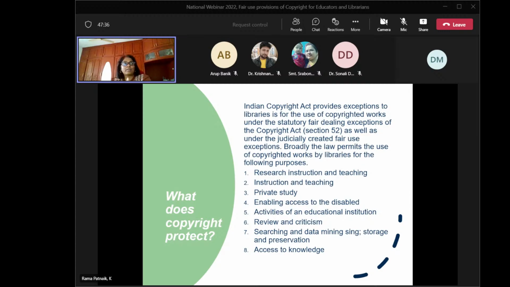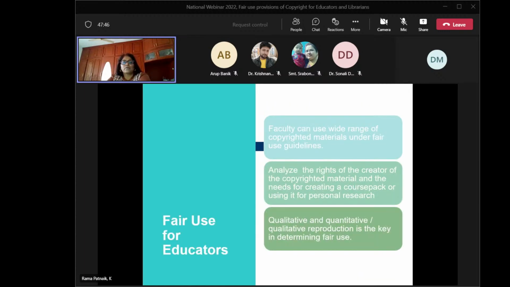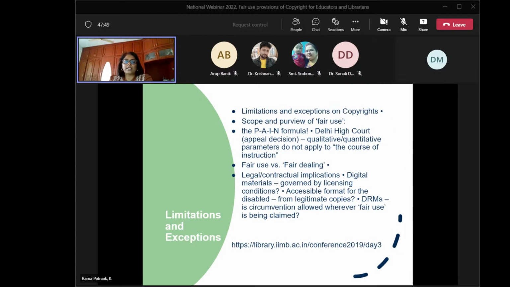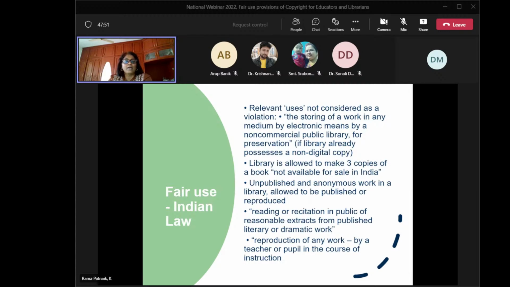When we talk about anything that is left out, whether it is for personal research, teaching, or even allowing access to their users. So I will just go to the previous slide. So again, what actually is copyright? What information is copyrighted? I think I'll come to that slide later.